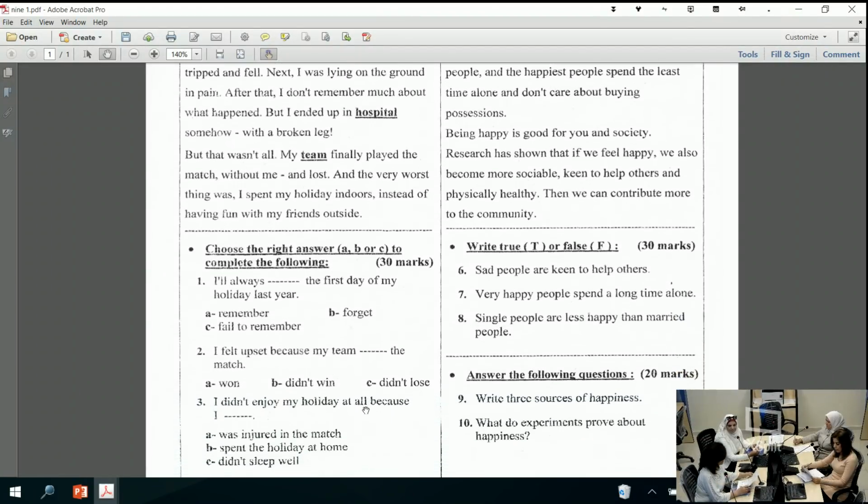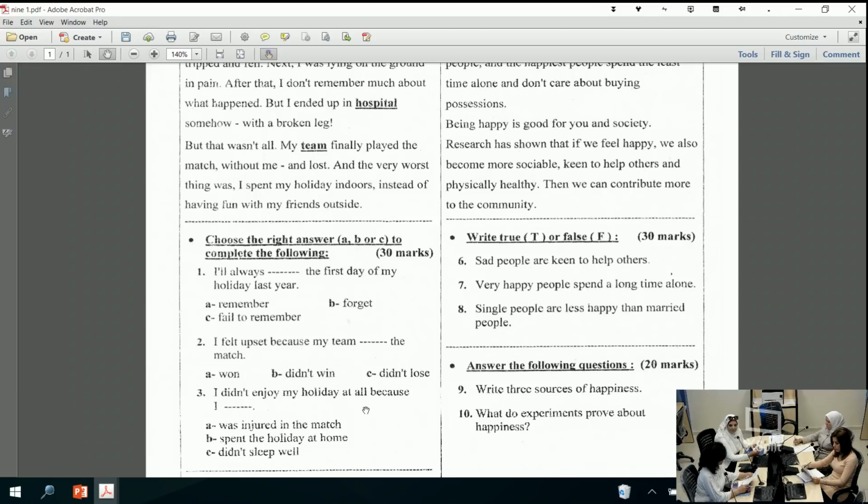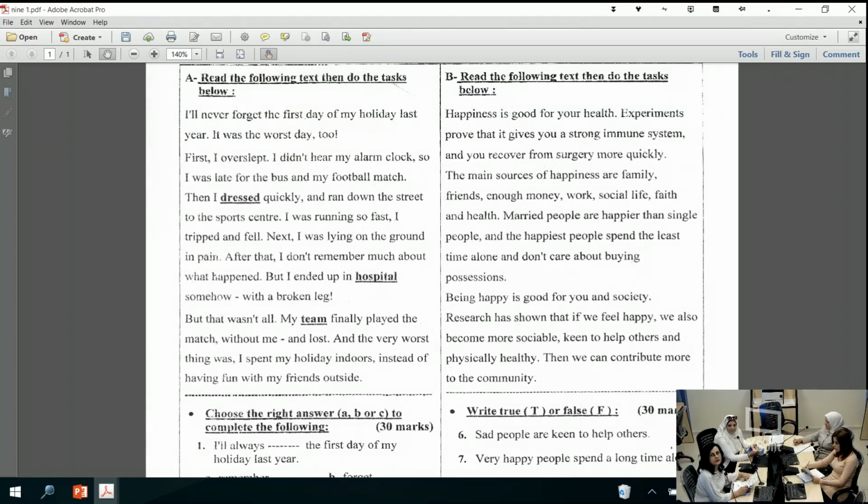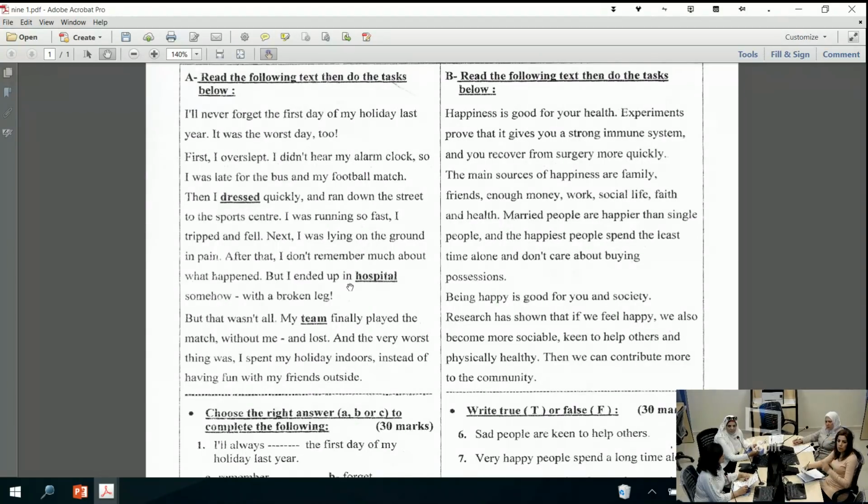Then the following question. Ms. Faizi, read the rubric number 9, please. Now answer the following questions. Number 9, write 3 sources of happiness. They want only 3 sources. We gave a hint while reading the text about the sources, and it is written in the 4th line. The main sources of happiness are family, friends, enough money, work, social life, faith, and health. So the student is going to write only 3 sources.